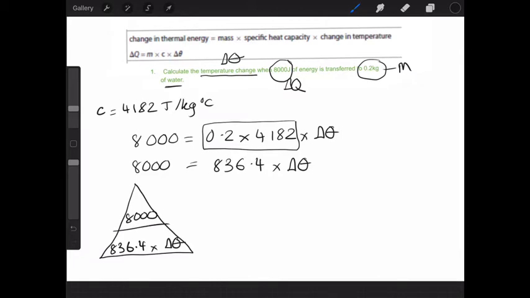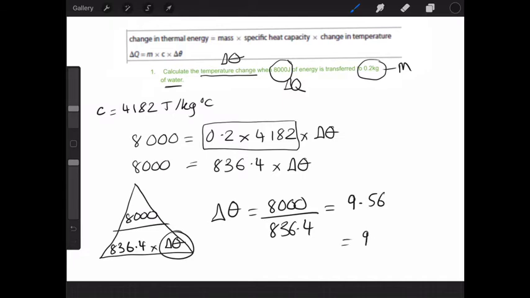Okay. So now if I cover over the thing I'm trying to find, the change of temperature would be 8,000 divided by 836.4, which gives me 9.56, which I bet, for neatness, I probably rounded up on your answer document, didn't I? I hope I've got the same answer as I put on your answer document at this point, because I believe that would be a change of temperature, which makes sense for that mass of water, of 9.6 degrees Celsius.